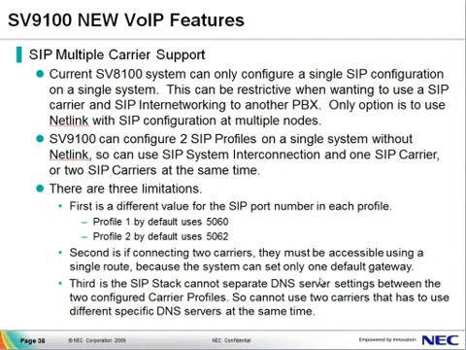The first is that a different value for the SIP port on the sv9100 needs to be assigned to each profile. So by default, profile 1 uses port 5060 and profile 2 uses port 5062. So when configuring port forwarding on your router, you need to adjust for these values. The second limitation is if connecting two carriers. They must both be accessible using a single route because the system can only set one default gateway in 10.12.03. And the third limitation is the SIP stack cannot separate DNS server settings between the two configured carrier profiles, so you cannot use two carriers that have to use different specific DNS servers at the same time.